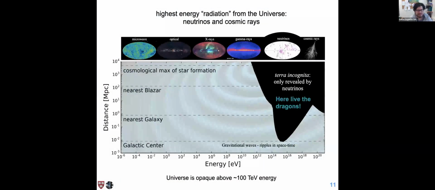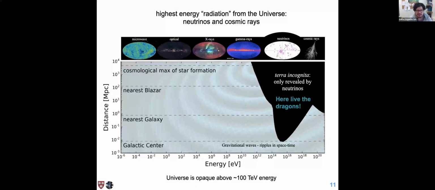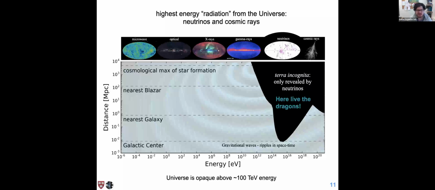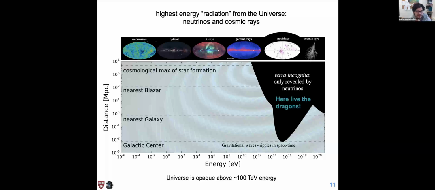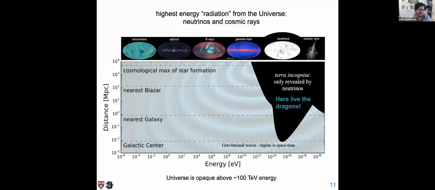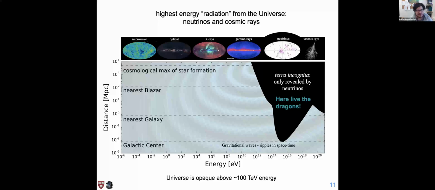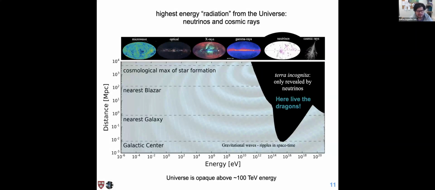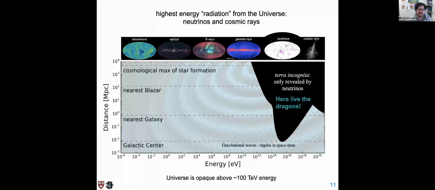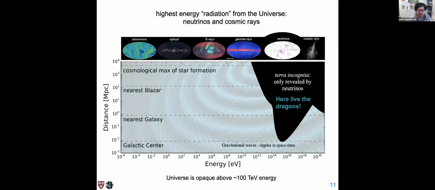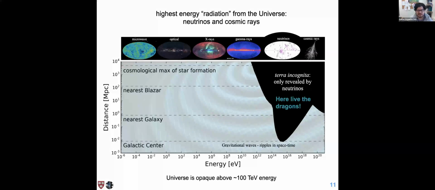And let me show this in a more quantitative fashion. Here on the horizontal axis is the energy of the messenger in electron volts, and remember that 10 to the 9 electron volts is the mass of a proton in energy. The vertical axis is the distance that we are looking at in megaparsecs. At the lowest energies, we have microwave light, and then you can go up in the light spectrum to high energy light as gamma rays in the GeV energy range.